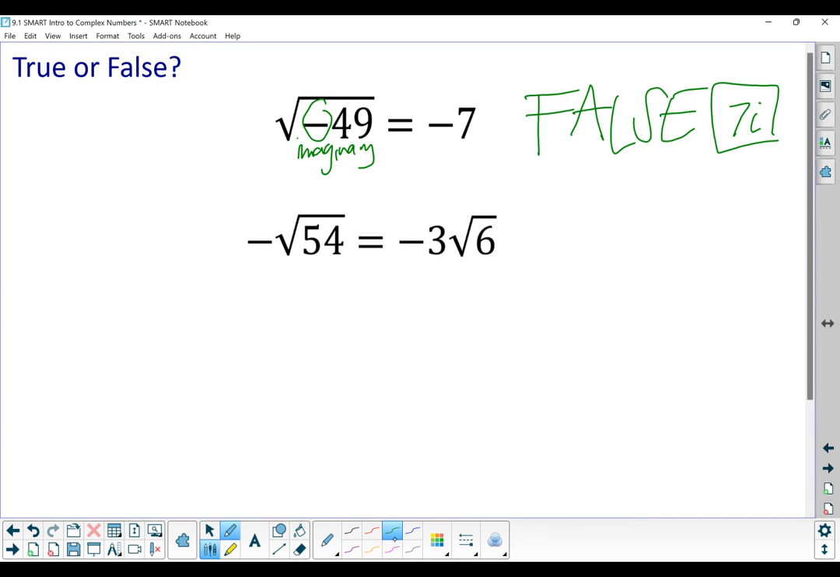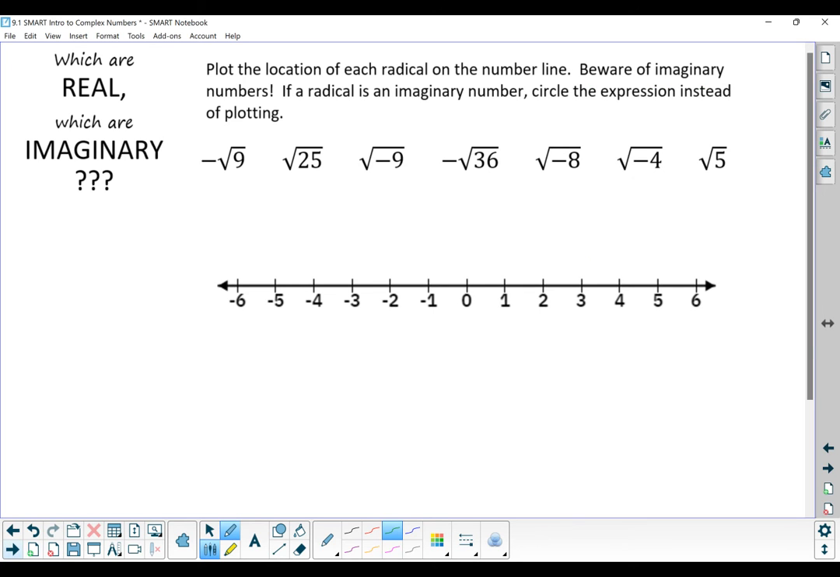The second problem, we've got negative root 54. This negative is outside of the root. It just means we have a negative number, and we have a negative over here, so that's perfect. And root 54 does simplify to be 3 root 6. So this is true. It is not an imaginary answer. It is just a negative answer.